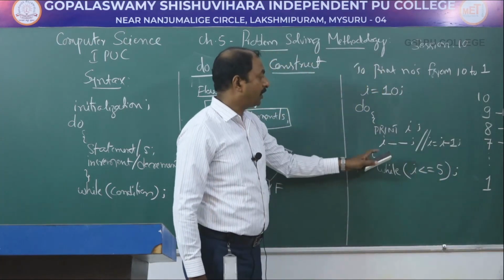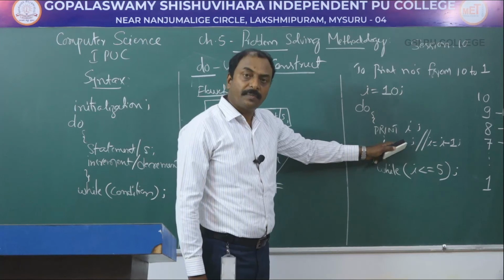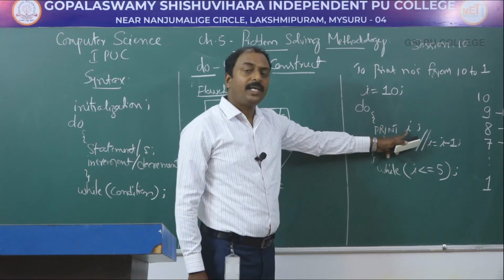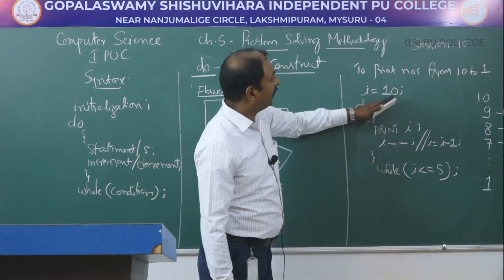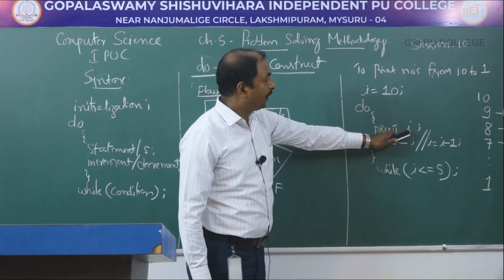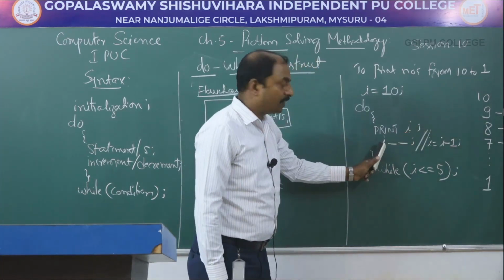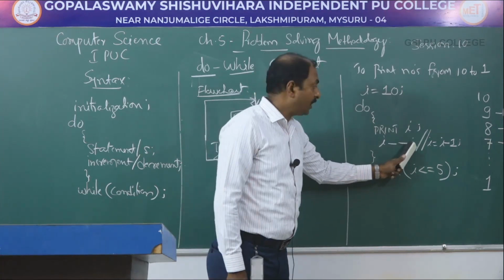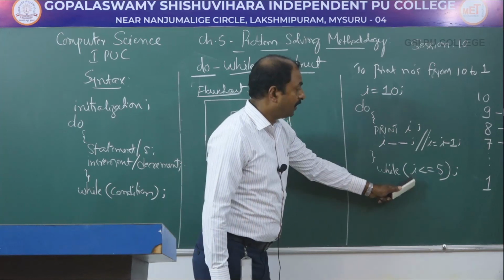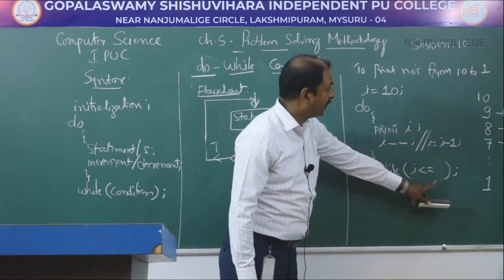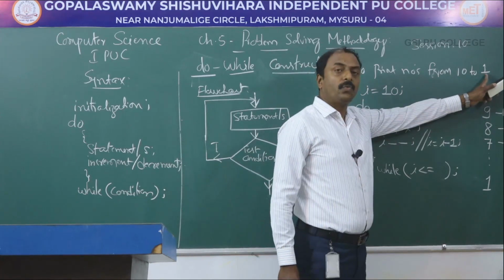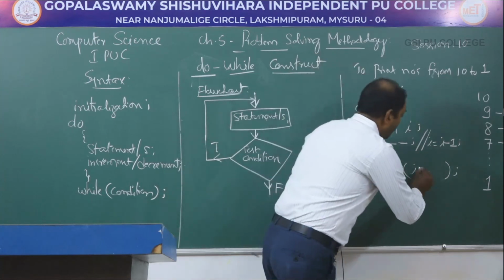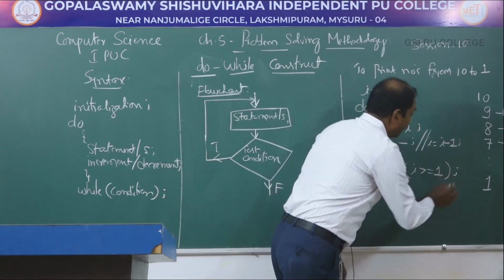So that is why we are using I minus minus. This is a decrement statement. It decreases the value of variable I by 1. So at the beginning the value of I is 10. It prints value 10 here, then because of the I minus minus statement, the value of I becomes 9. Check for the condition. What is the condition here? If you look at the condition, the final value is 1, so it should be greater than or equals to 1.